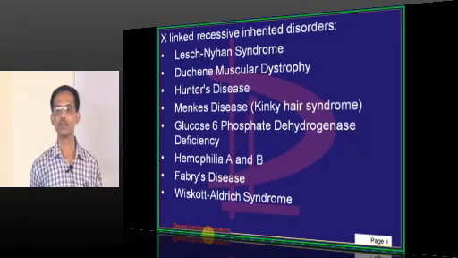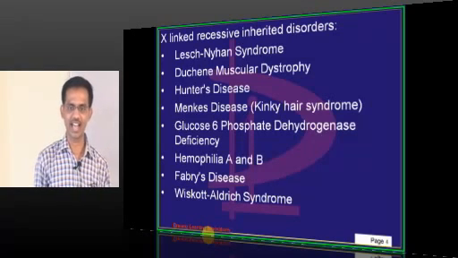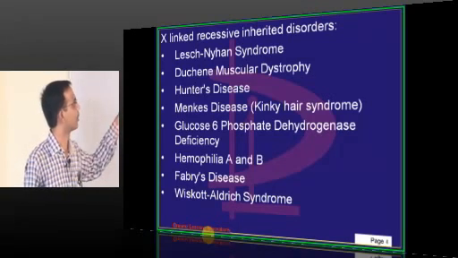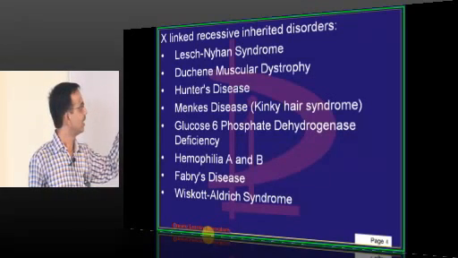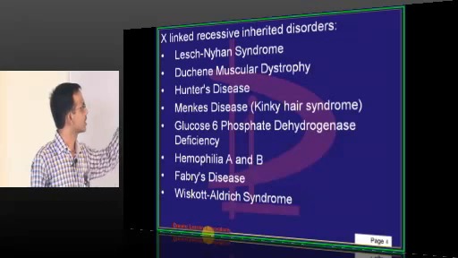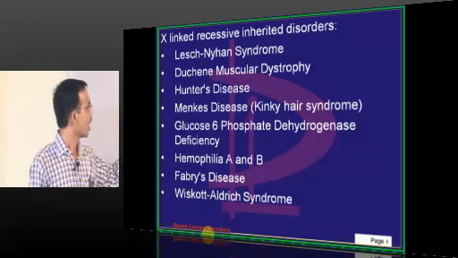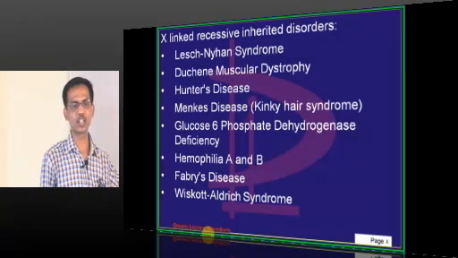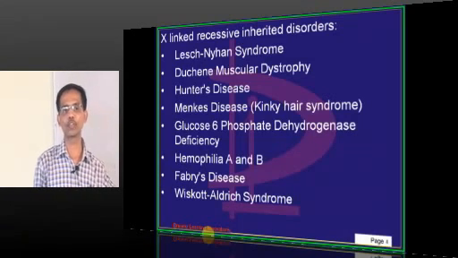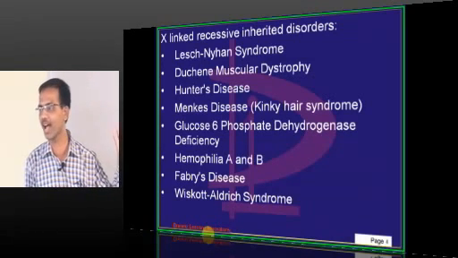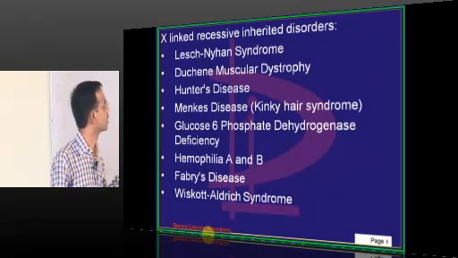Okay, the list is here. Rather than making a mnemonic for this, first let us have a look at how we can remember them. Among the muscular dystrophies, the first one that comes to our mind is Duchenne's. Duchenne's is always X-linked. Among the hematological disorders, hemophilia A and B, both of them, with G6PD deficiency, these two are always to be remembered as X-linked recessive disorders.